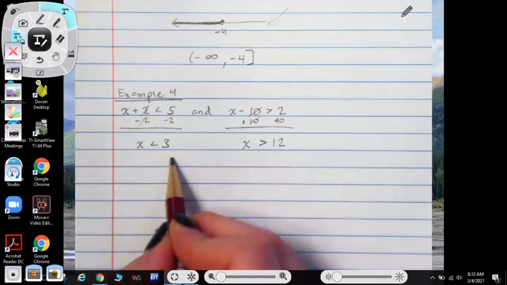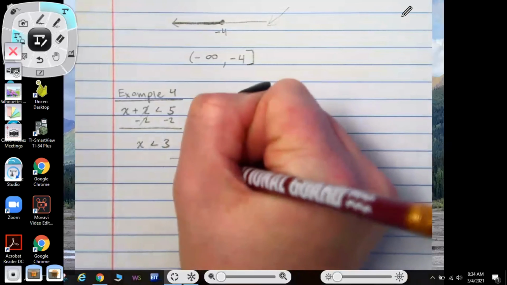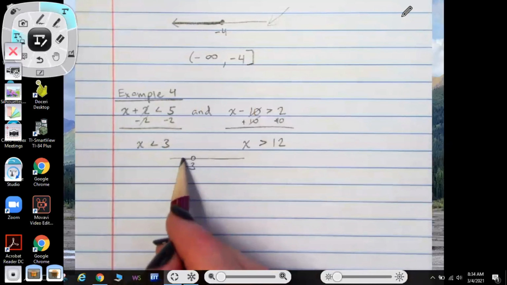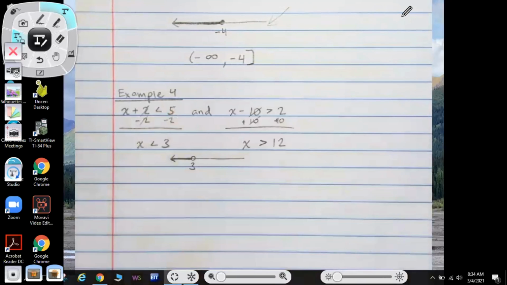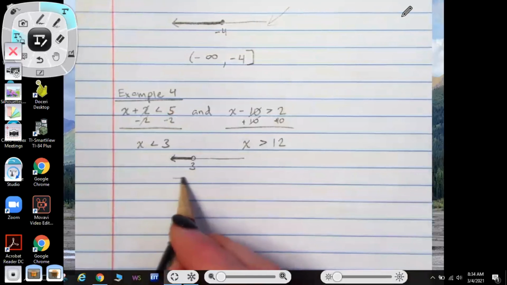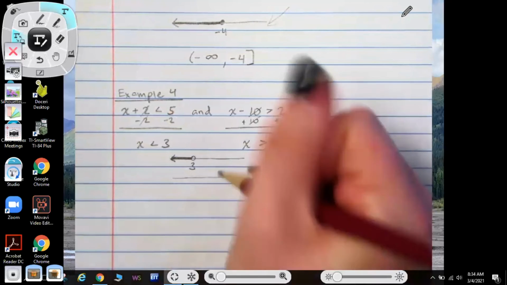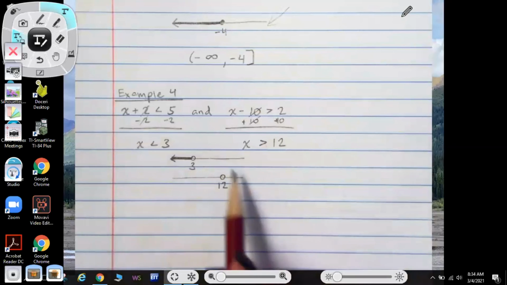All right, let's draw our two number lines. We've got x is less than 3, so an open circle at 3. x is anything less than that, so we shade the left side with an arrow pointing towards negative infinity. For our other number line, x is greater than 12. So we have an open circle at 12. x is anything greater than that, so we shade the right side with an arrow pointing towards positive infinity.